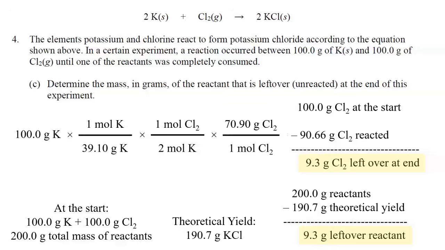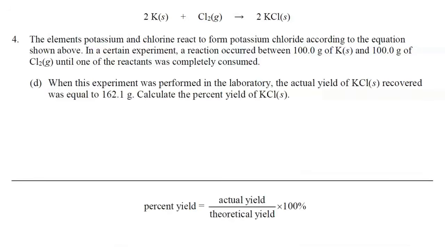All right, moving on to part D. When this experiment was performed in the laboratory, the actual yield of potassium chloride recovered was equal to 162.1 grams. Calculate the percent yield of potassium chloride. So the actual yield is what we get in the laboratory from doing the experiment. The theoretical yield is what we were supposed to get according to the stoichiometry calculations. So if you get 100% yield from doing the experiment, that means that the actual yield you got in the laboratory was the same as the theoretical yield you were supposed to get from the stoichiometry calculations.